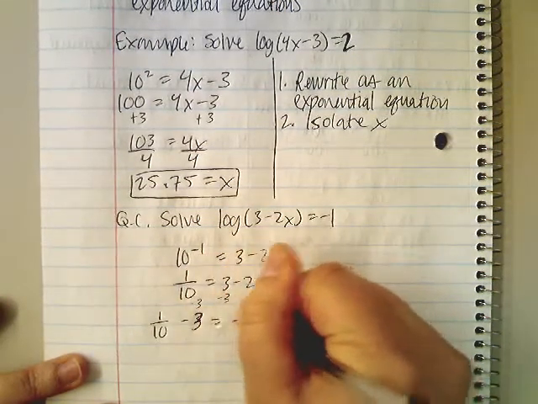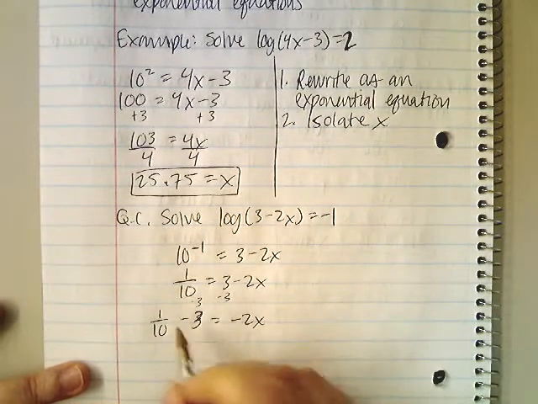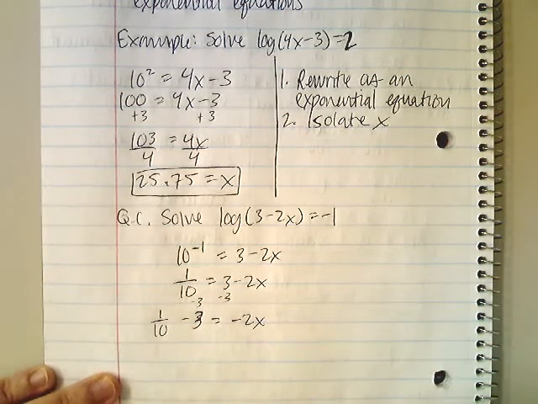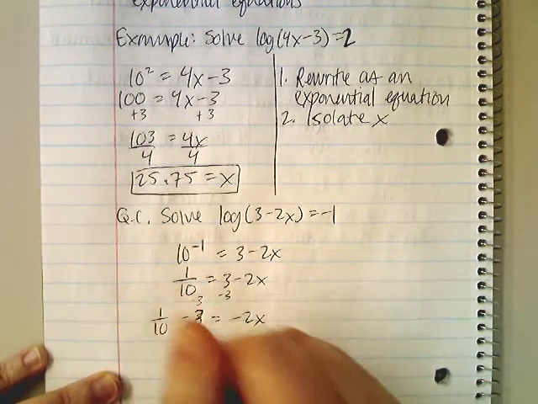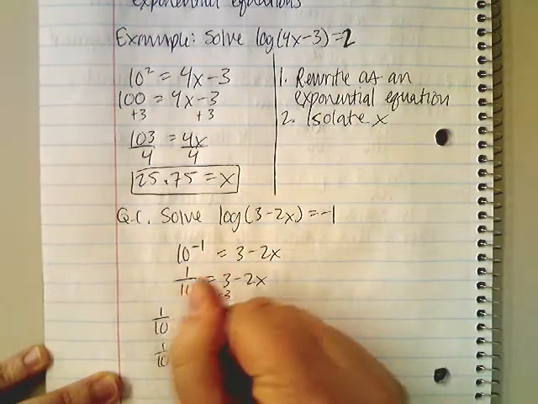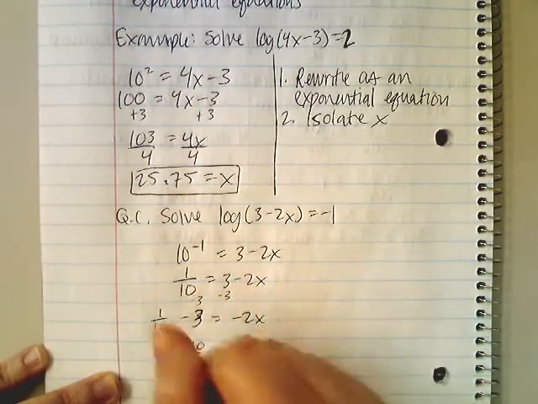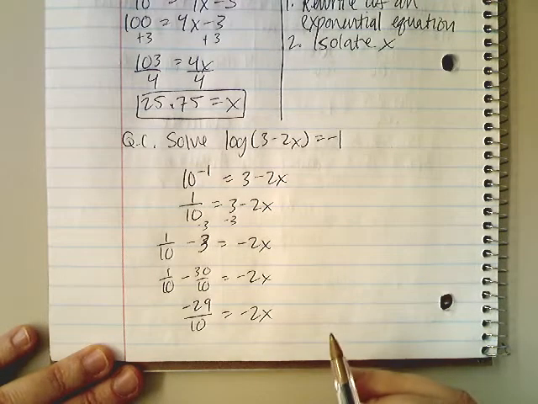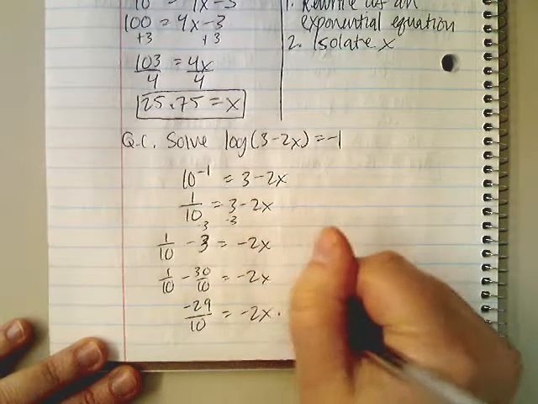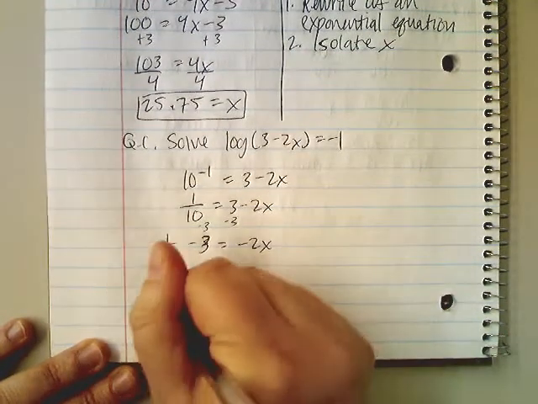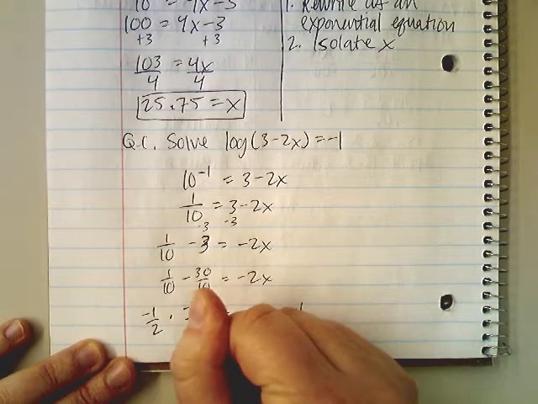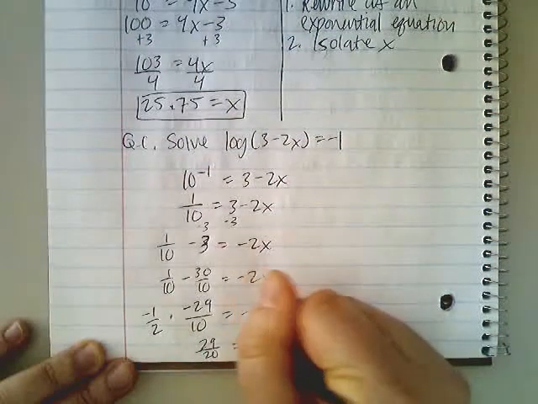equals negative 2x. This, if you want to plug this in a calculator, you could, because you're going to use a calculator at some point anyways, but I'm going to do it out algebraically just for practice. So I have 1/10 minus 30/10 equals negative 2x, which becomes negative 29 over 10 equals negative 2x. To cancel the negative 2, I divide both sides by negative 2. Dividing both sides by negative 2 is the same as multiplying by negative 1/2. So I'm going to multiply both sides by negative 1/2, and I get positive 29 over 20 equals x.